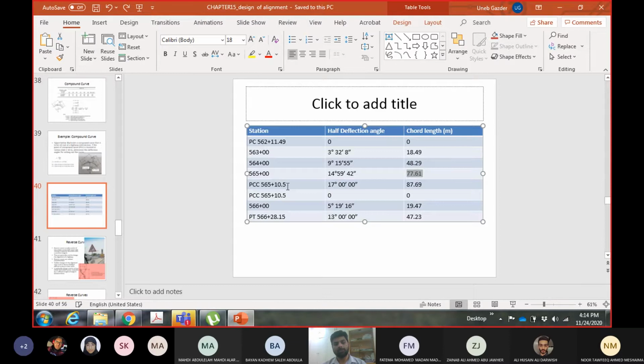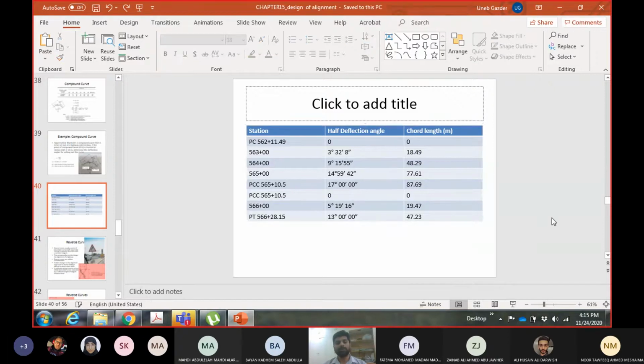Okay, I will not go to 566 because before that point I have the end of the first curve, which is PCC. So you write down the station of PCC. The deflection angle will be half of the total deflection angle.